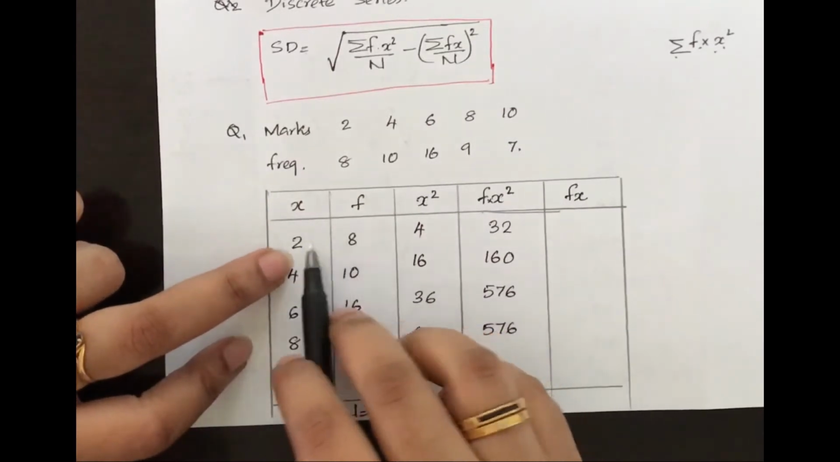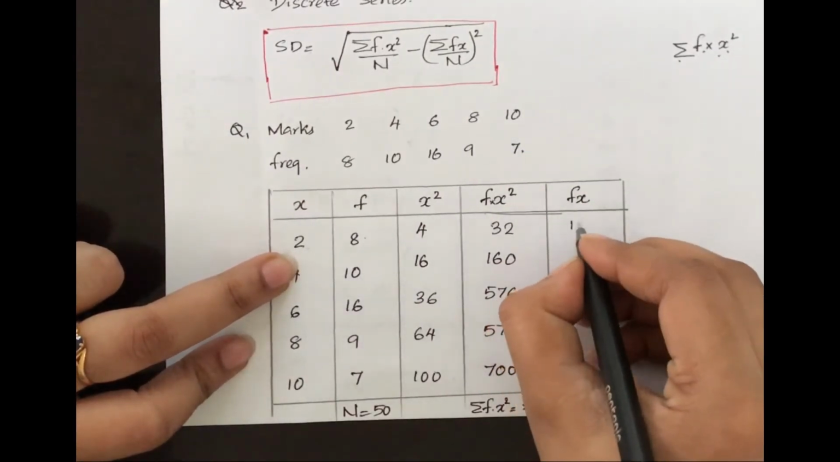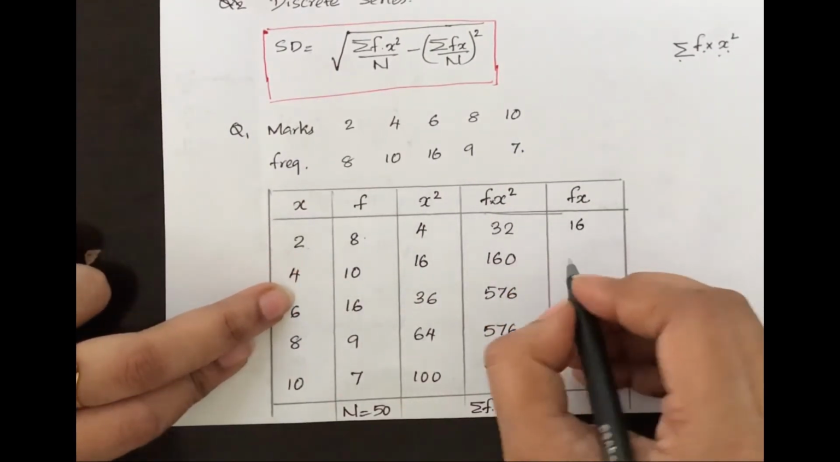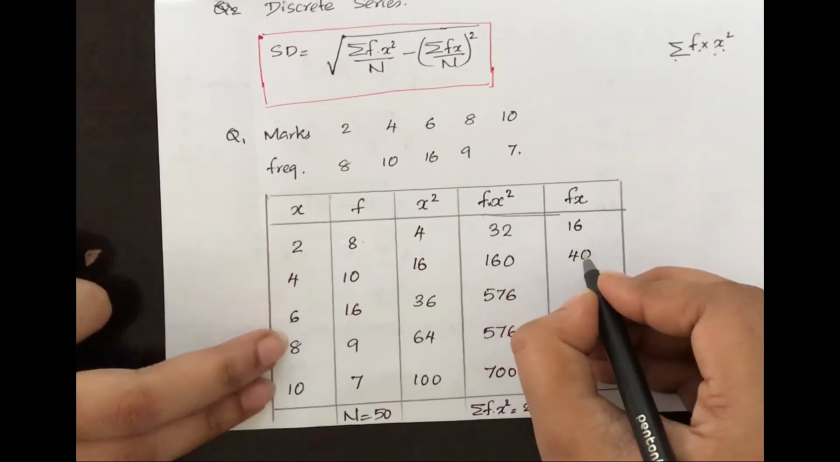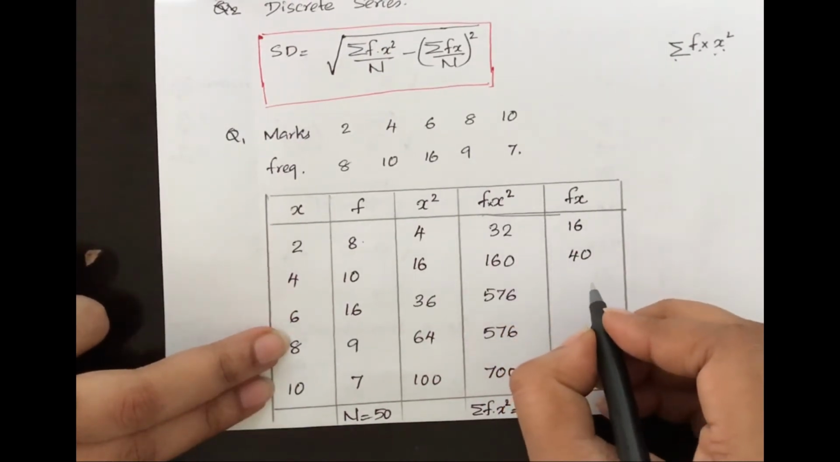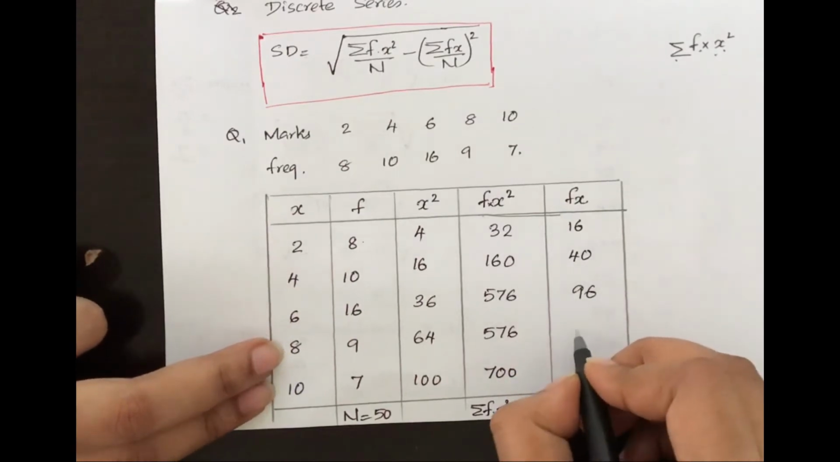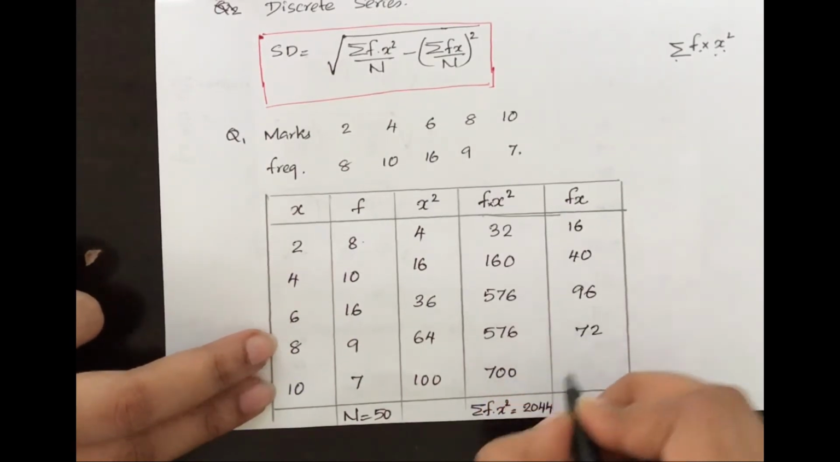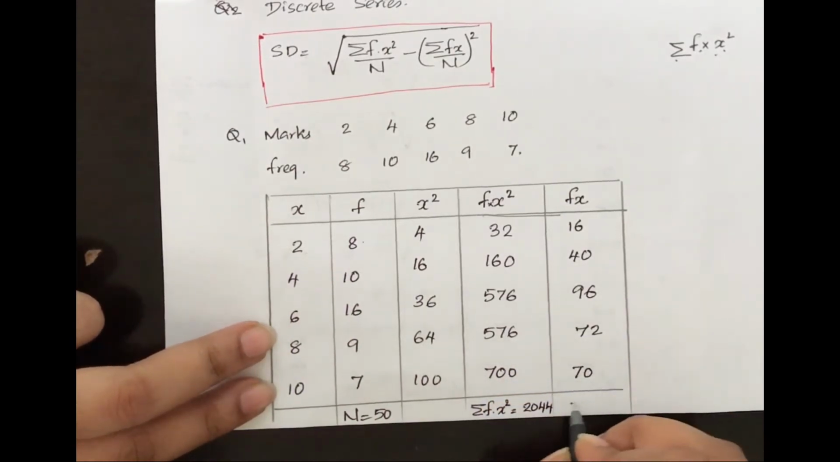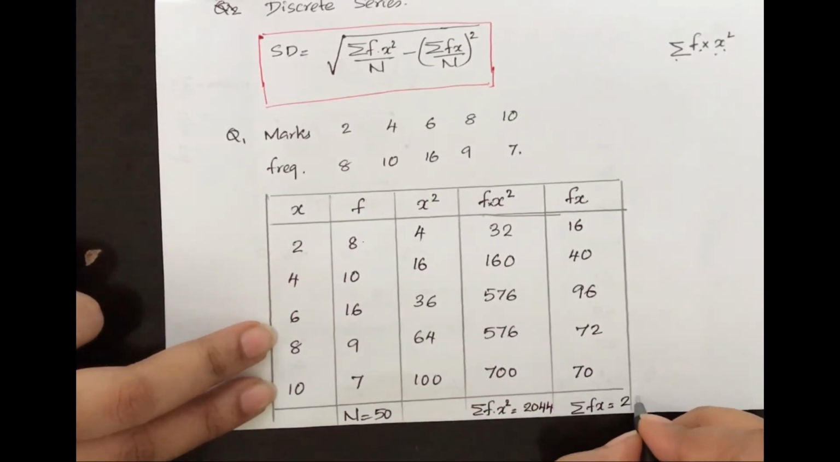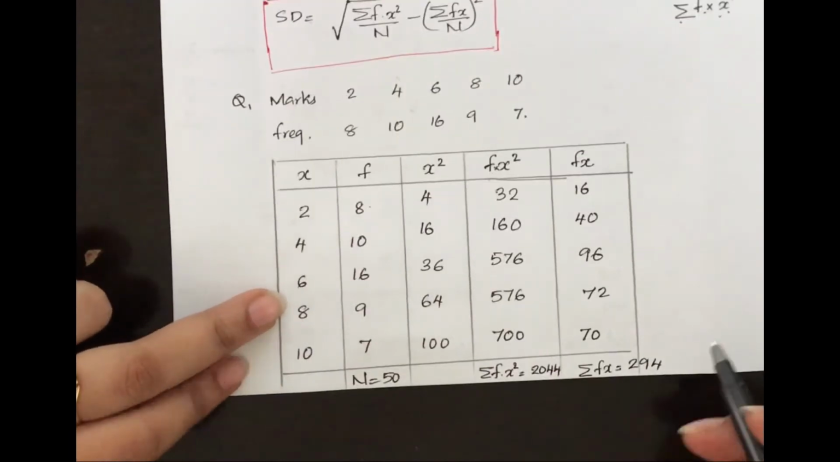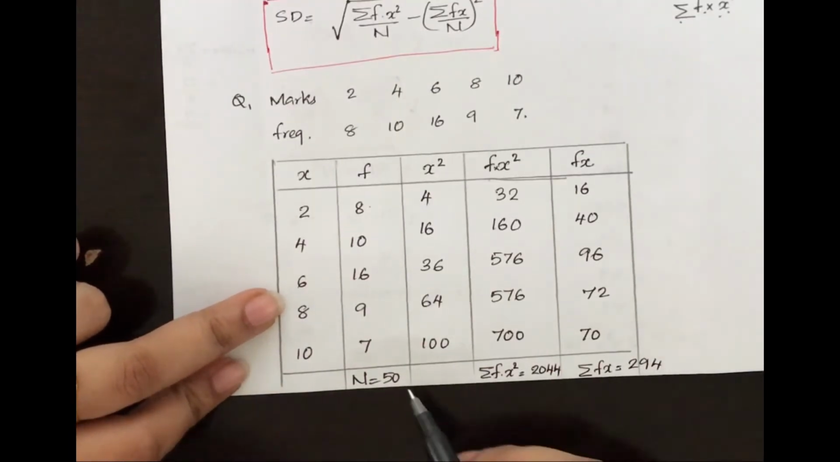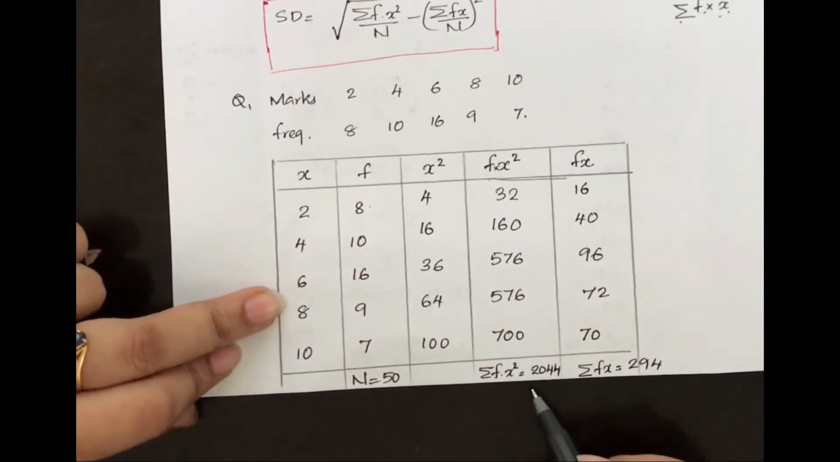Also we require fx. That is multiplying f into x. 2 into 8, 16. 4 into 10, 40. 6 into 16, 96. 8 into 9, 72. 10 into 7, 70. So summation fx equal to 294. So we got fx, n, summation f into x square.